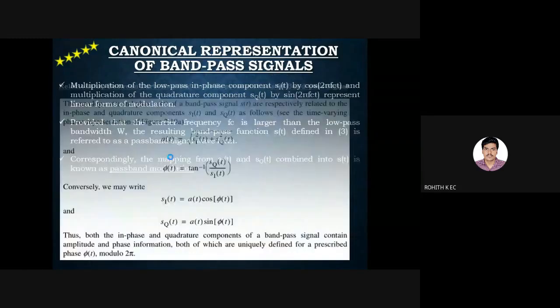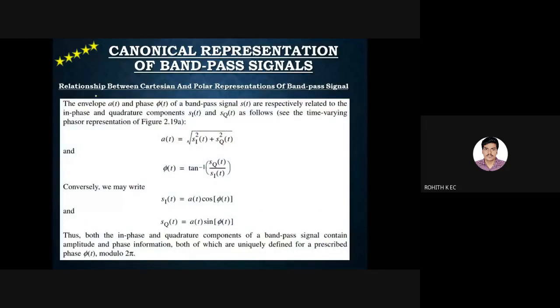Okay. And you can also find the relationship between the Cartesian and polar form. If I consider the passband signal S of T, you can represent it in the form of amplitude or envelope A of T and phase phi of T. Therefore, A of T is the magnitude, which is given by the square root of SI square of T plus SQ square of T, and phase is given by tan inverse of SQ by SI. Similarly, you can also get SI of T by making use of A of T and your cos function. So using these four equations, you can get your in-phase and quadrature-phase components from the magnitude and phase of your S of T, right?